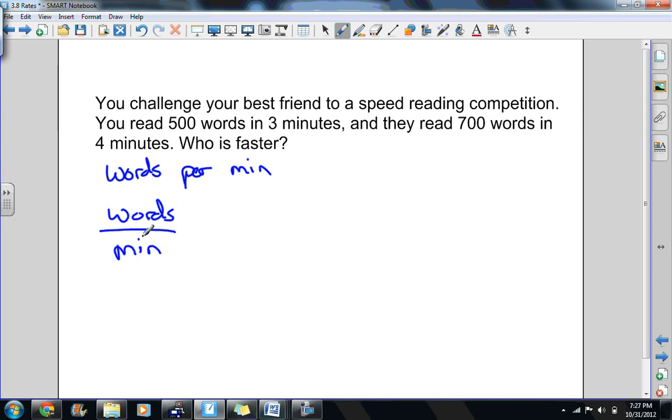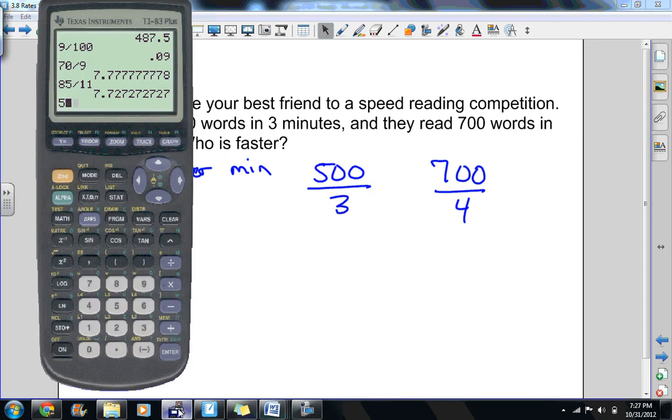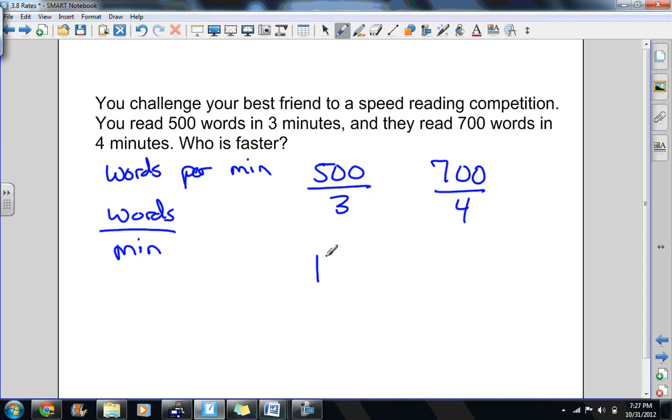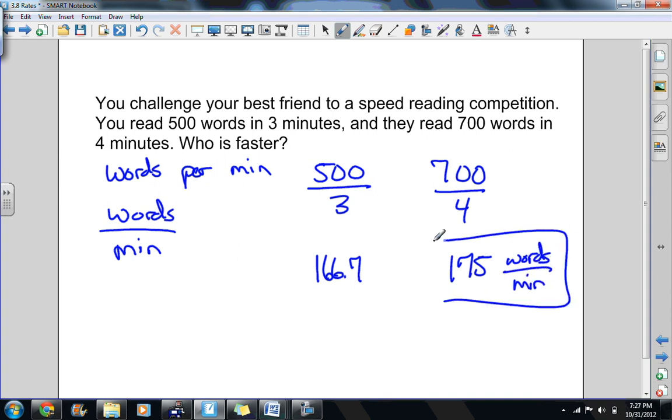So we have 500, and 500 divided by 3, and we have 700 divided by 4. We get the old calculator out. Whoa, that's not what I wanted. And so it's 166.7 to 175. And of course, these are words per minute. So sadly, your friend was quicker than you.